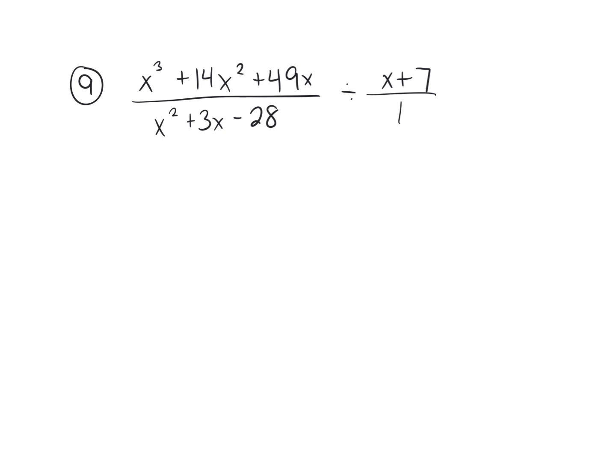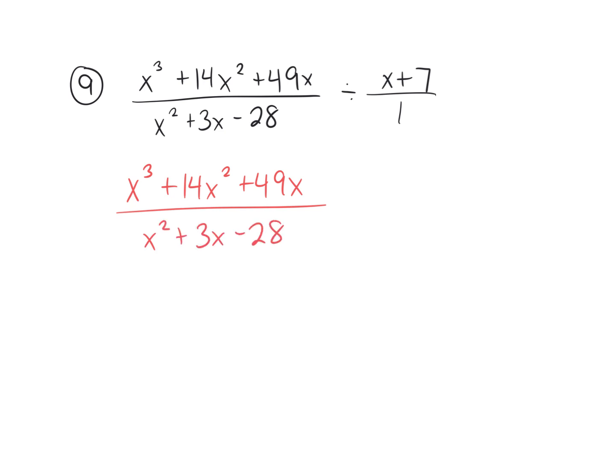I want to help you get started. What do we need to do first before we can simplify? Keep, change, flip. Why? Because it's division, right? So we want to change it. So I keep that first fraction. Change the sign to multiplication. What happens to the second fraction? Flip. What's it going to be? 1 over x plus 7. Good.